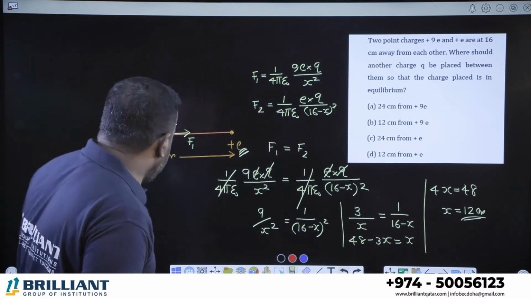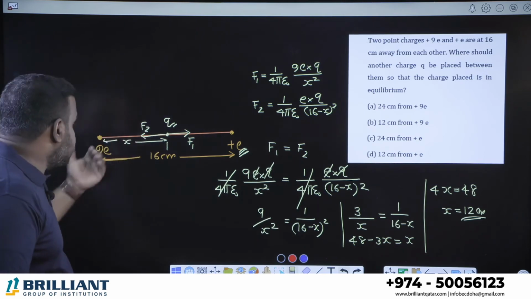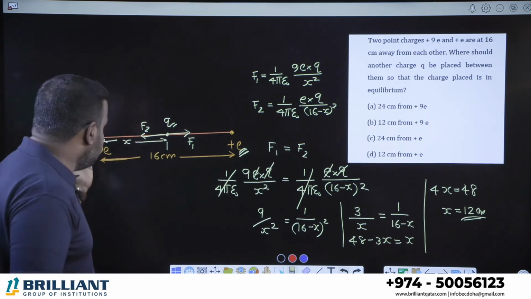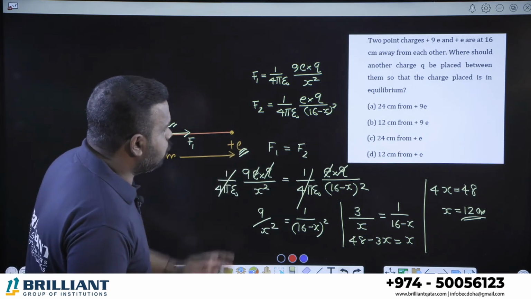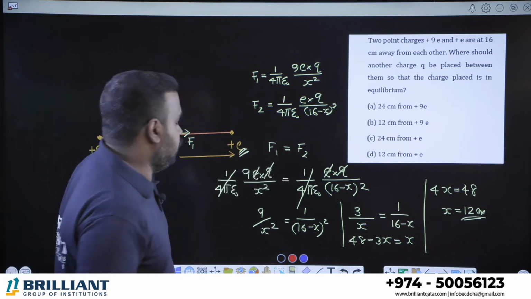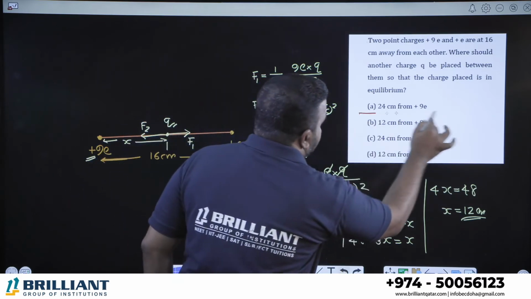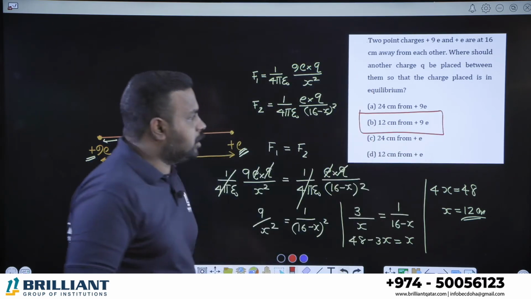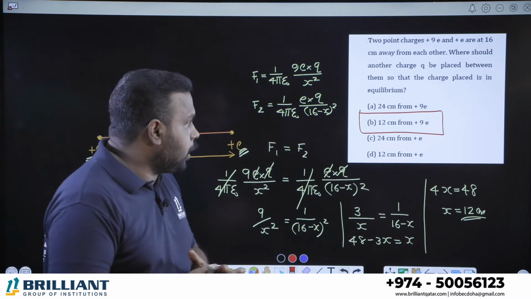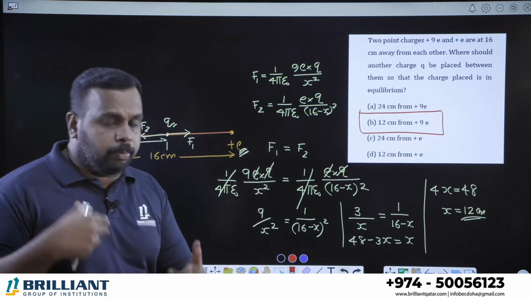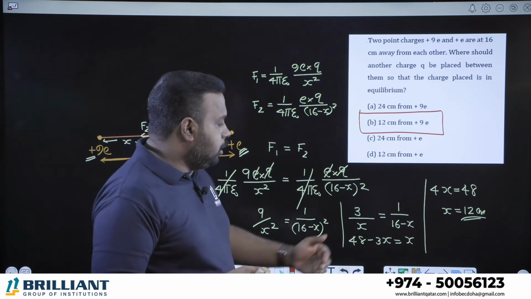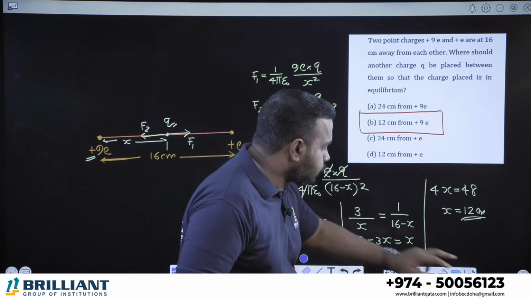That means, look at the diagram, x is the distance from which charge? Plus 9e. So plus 9e, 12 centimeter. So look at the options. 12 centimeter from plus 9e. See, option B is the right answer. Clear? Important question. So you have to practice it again and again. I'm going to the next question.